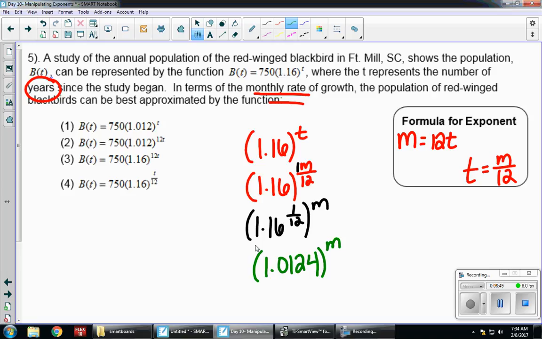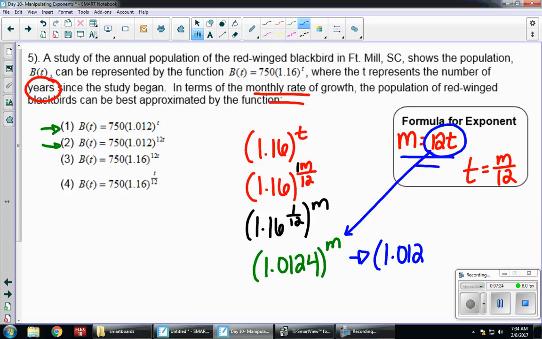So if I look, that's not my answer choice. None of my growth factors say that, but they have it slightly different. They just didn't round as much as me. So I'm looking at choices 1 and 2 right now because they have a growth factor of 1.012. But the problem is my exponent says m, and the exponents in the question say t or 12t. But remember back over here, m is equal to 12t. So I'm going to replace once again with my exponents. So this is going to become 1.012, I'm leaving off the 4 only because of my answer choices, to the 12t.